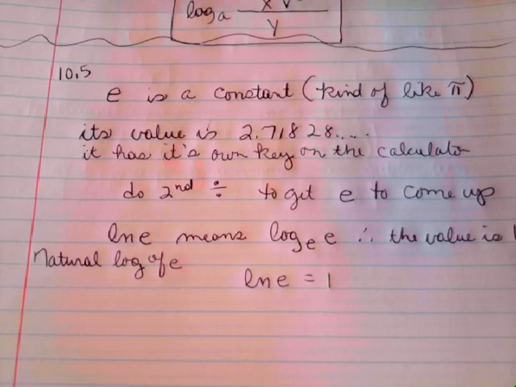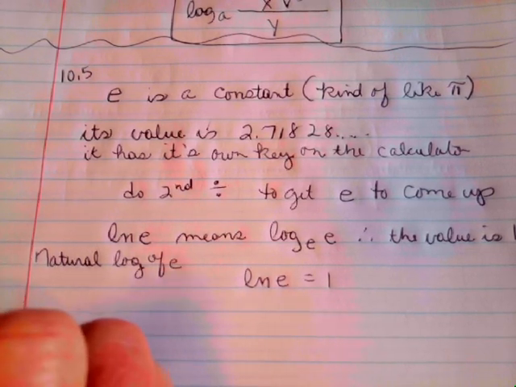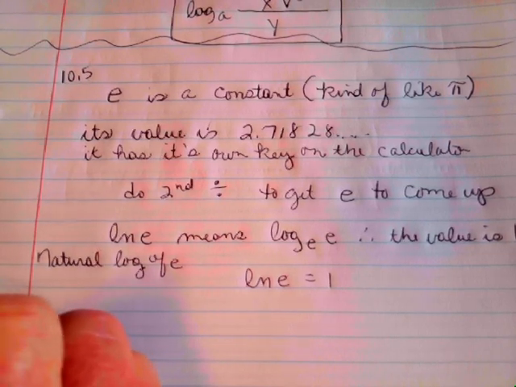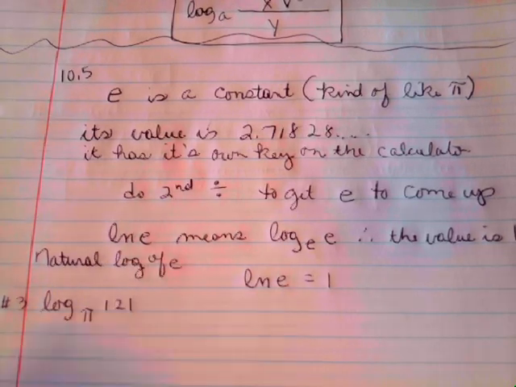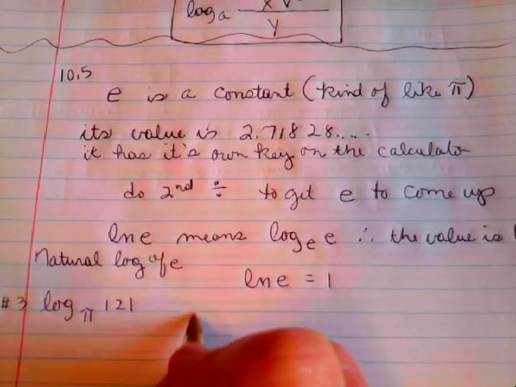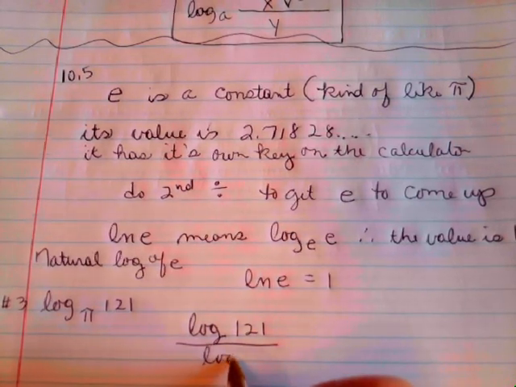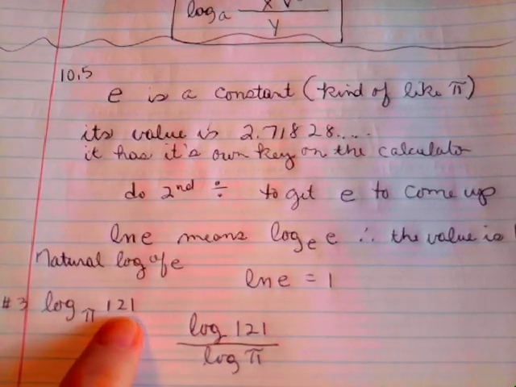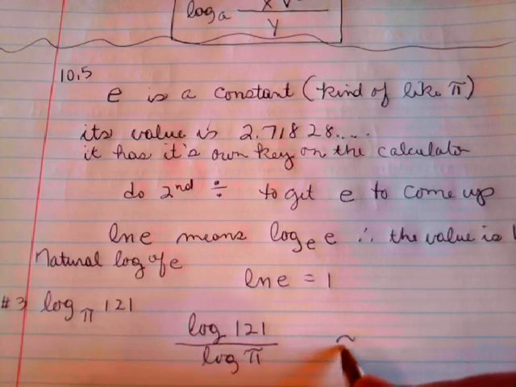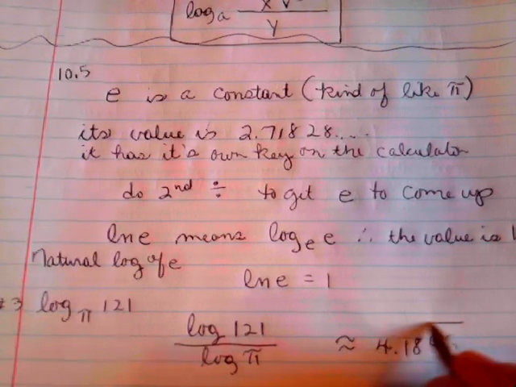Lesson 10.5 has about 6 homework problems, and they're basically all done with the calculator. You're going to see problems like number 3, log base pi of 121. Just put that in your calculator. Either do log 121 divided by log of pi, or if you have the newer version of the calculator, put your values in these two places. When you do, you should get approximately 4.1895 for the answer.